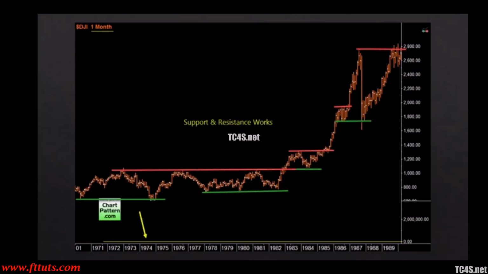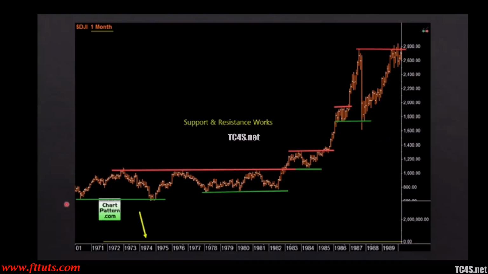This chart is a monthly chart. I want you to see that. This is a monthly chart on the Dow going back from 1974. And I want you to see that for the entire 70s, the whole time, price could not get through this level, around 1,000 for the Dow. Just could not get through it for a decade.